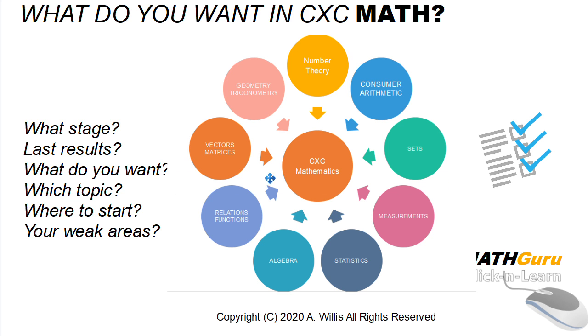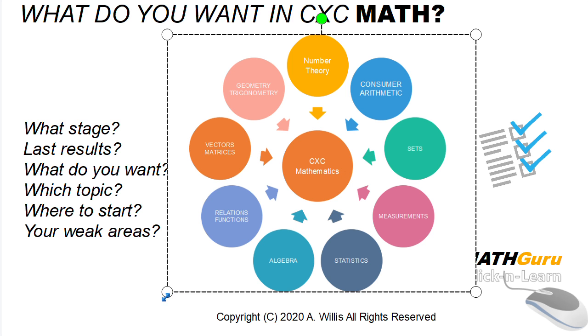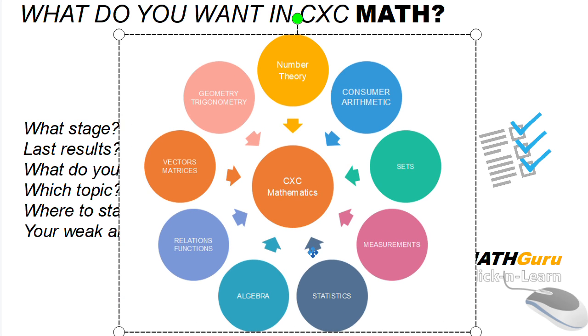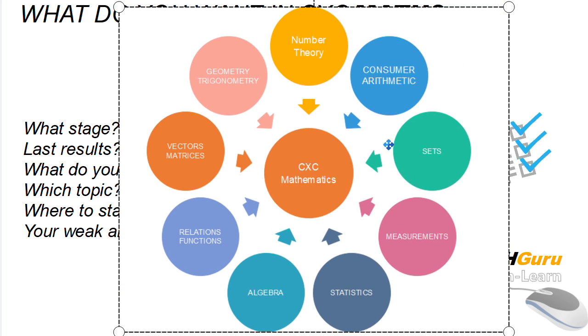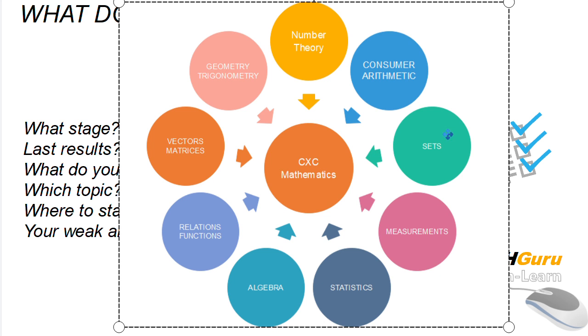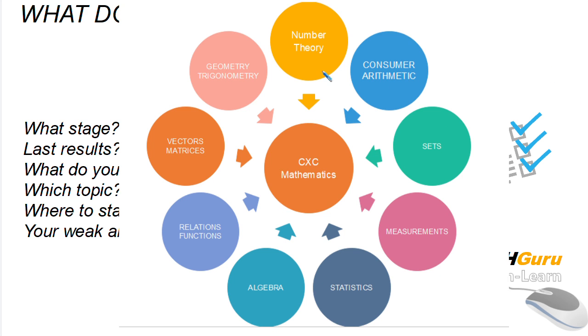Now, there are 9 major topics in CXC Mathematics. Let me expand this image so you can better see what's available. There are 9 major topic areas. For example, number theory, consumer arithmetic, sets, measurements, statistics, algebra, relations and functions, vectors and matrices, geometry and trigonometry.